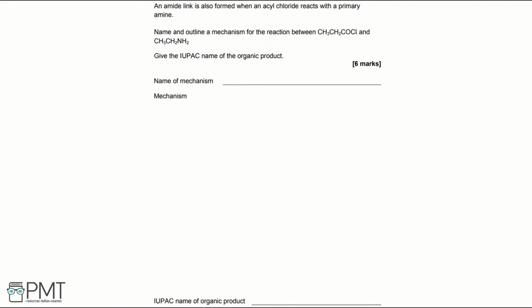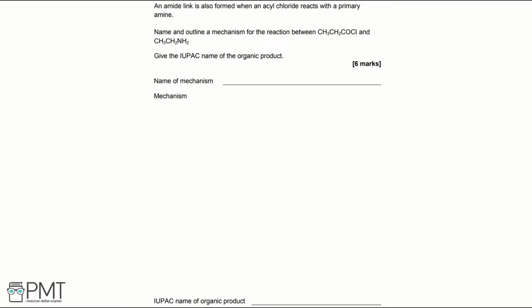An amide link is also formed when an acyl chloride reacts with a primary amine. Name and outline a mechanism for the reaction between CH3CH2COCl and CH3CH2NH2. Give the IUPAC name of the organic product. Let's start with the mechanism.